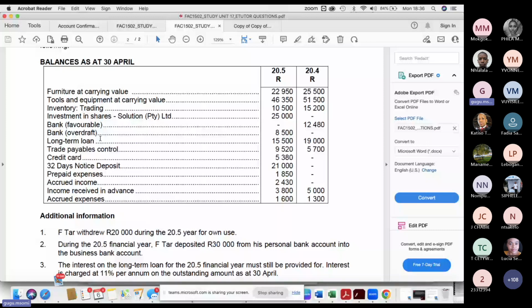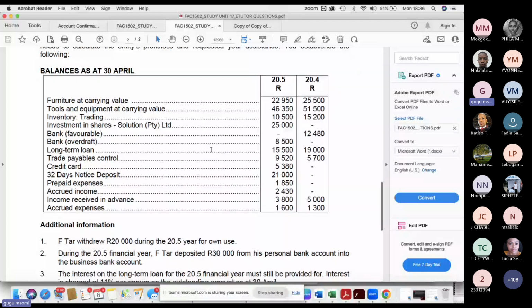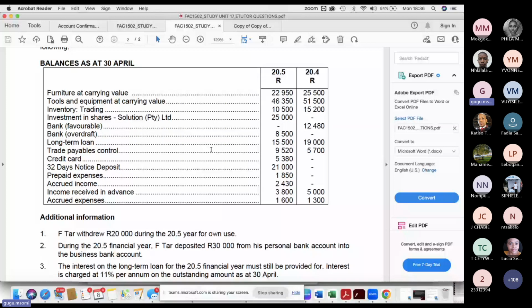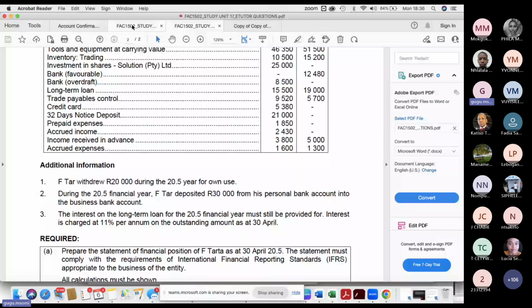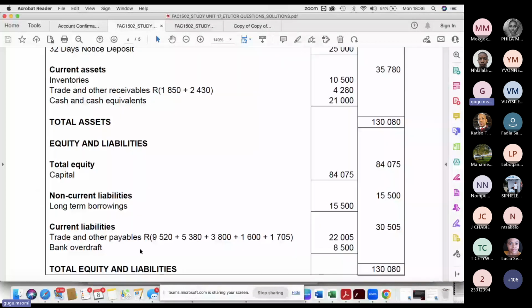And if you look at the information, nowhere does it say that you paid this interest. So for the purposes of this question, you assume that it's just going to be a debt that you owe and it's part of your current liabilities, because you have to service your interest regularly, like you pay interest monthly. So that's why it's part of your current liabilities.